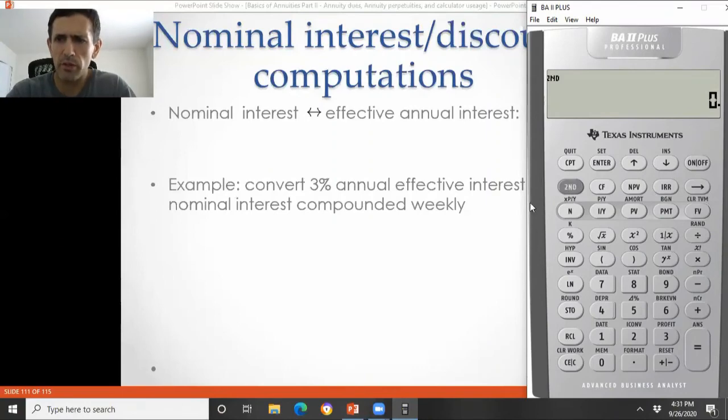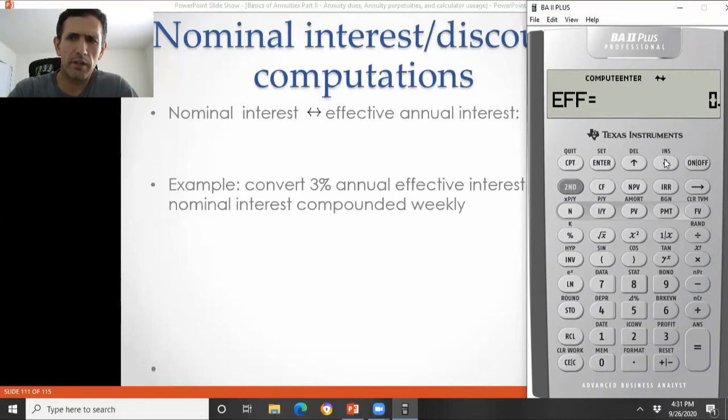Anyway, so we go to second ICONV, and what should be here is everything 0. So CY is the compounding periods per year. Not very subtle here, CY. That's by default 1, so by default it's 1 compounding period per year. Nominal interest and effective interest are both 0. So here, interest is compounded weekly, 52 times a year.